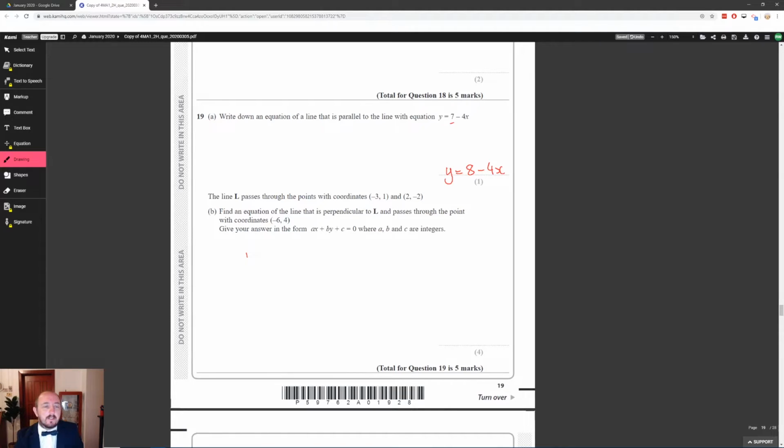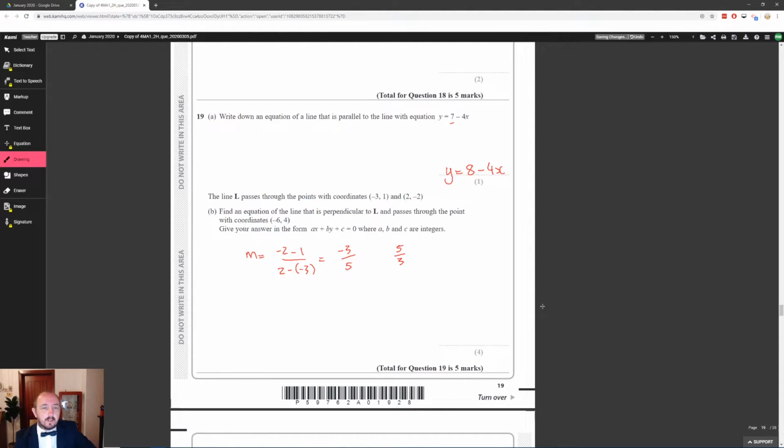For part B, we need the gradient of this line, so we're going to do y2 minus y1 over x2 minus x1, and that will give us minus 3 over 2 minus 3 is 5. So the perpendicular gradient is going to be the negative reciprocal of that, which is 5 over 3.